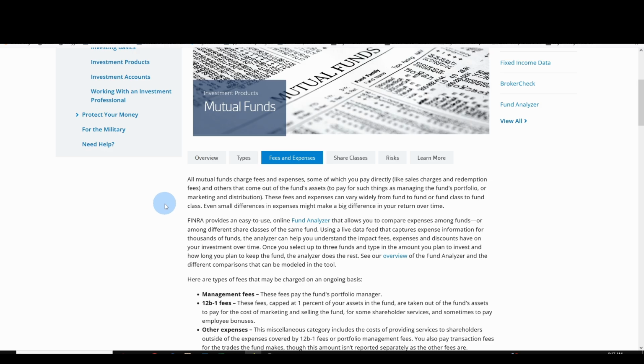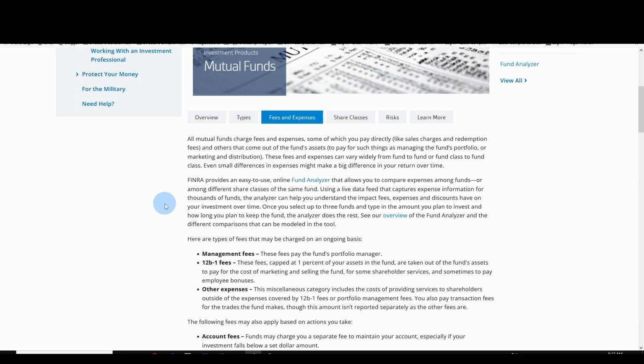All mutual funds charge fees and expenses, some of which you pay directly, like sales charges and redemption fees, and others that come out of the fund's assets to pay for such things as managing the fund's portfolio or marketing and distribution. These fees and expenses can vary widely from fund to fund or fund class to fund class. Even small differences in expenses might make a big difference in your return over time.